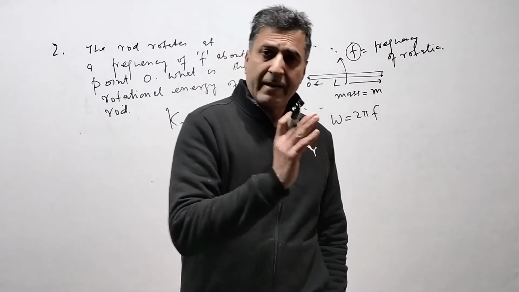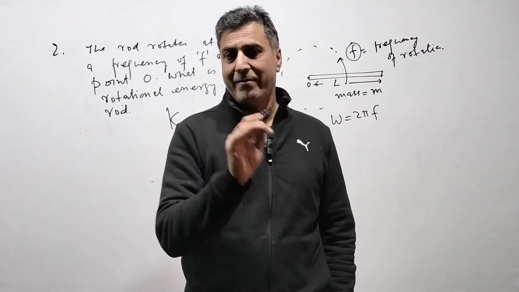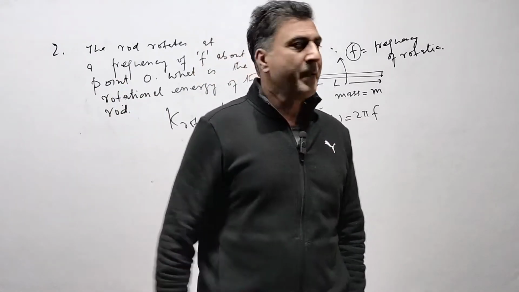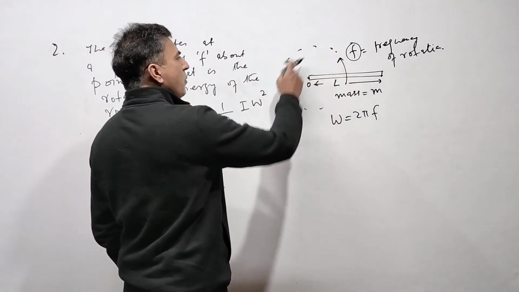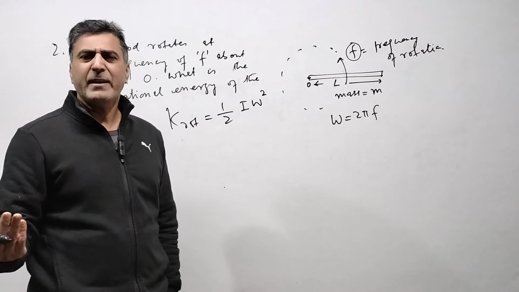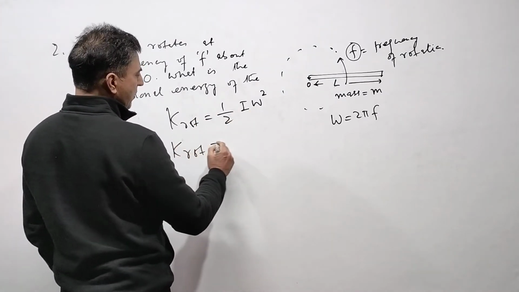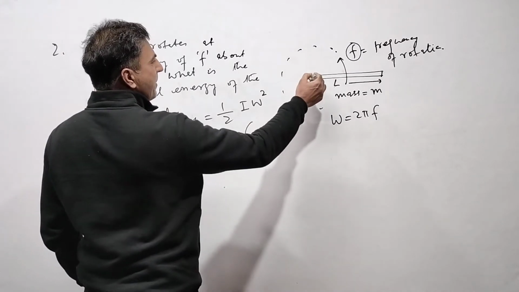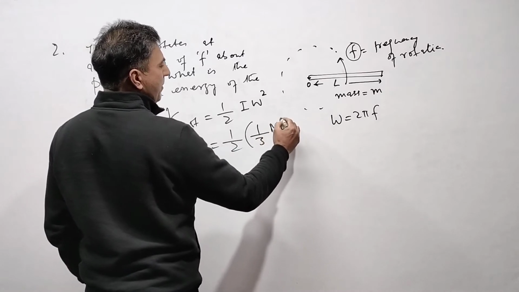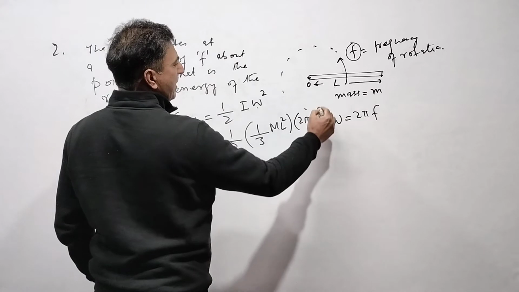The total energy is kinetic translational plus kinetic rotational. That is 1 by 2 mv square plus 1 by 2 I omega square, sum of the two. But here the rod has a pure rotation about this end, therefore it has only rotational kinetic energy. So K rotational is equal to 1 by 2 I, moment of inertia about the end point, that is 1 by 3 ml square, if you remember, omega square, that is 2 pi f whole square.